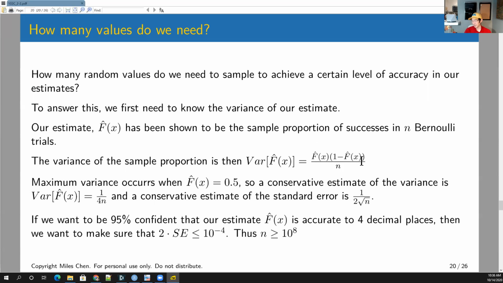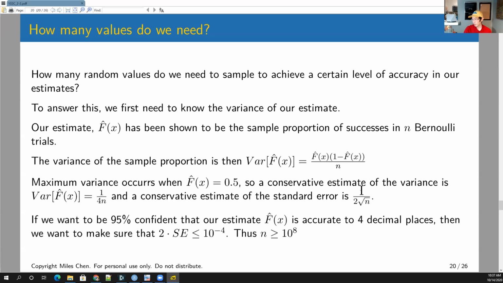Do we remember that? Sample proportion, p times 1 minus p over n. That's our variance, and it has its maximum value when p hat is equal to 0.5. Other values of p hat end up with a smaller variance. So for a conservative estimate of the variance, where the variance is the biggest, put in 0.5 times 0.5 and you get 0.25 over n. That's 1 over 4n, and if you take the square root, your standard error is 1 over 2 square root of n.